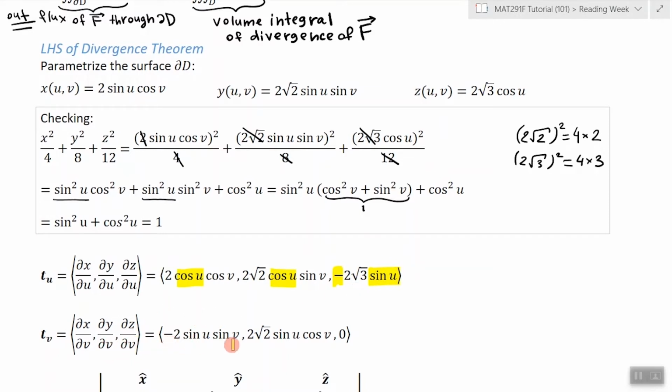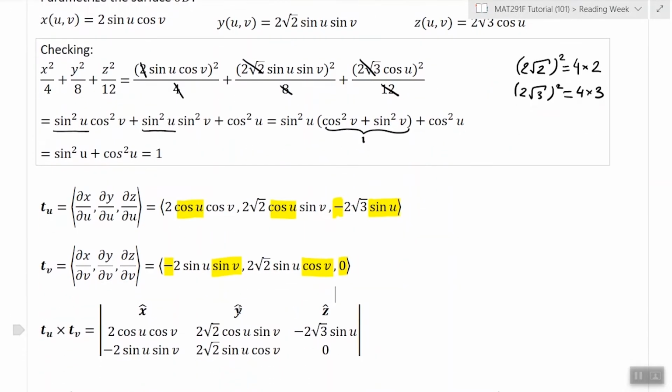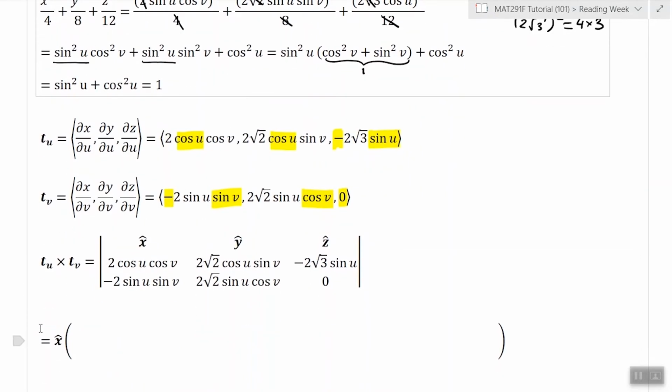Let's consider this part. Here only cosine gets differentiated. This is how I got negative sine v, and then sine u stays the same. Here only this part gets differentiated. This is what I got here. Here nothing actually survives because nothing depends on v, so we just get 0. Next is to compute the cross product between tu and tv. So let's do this.